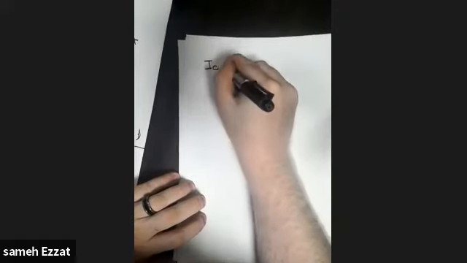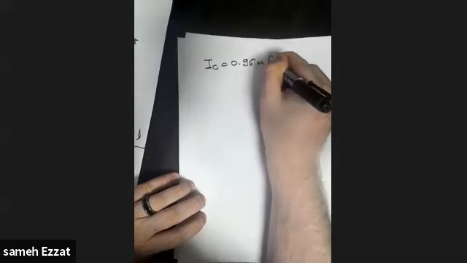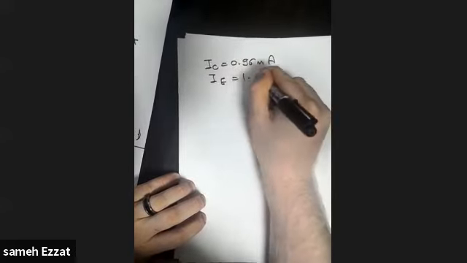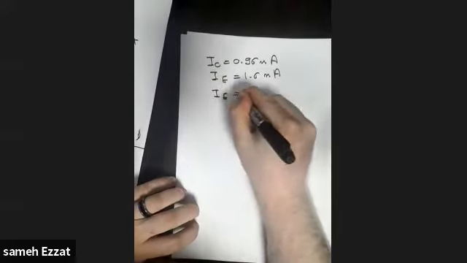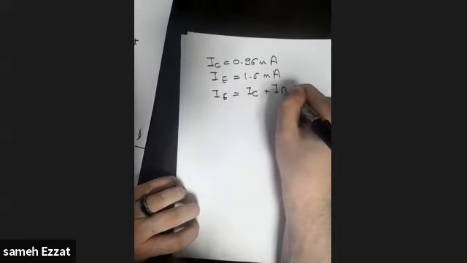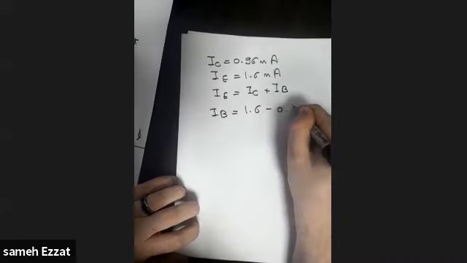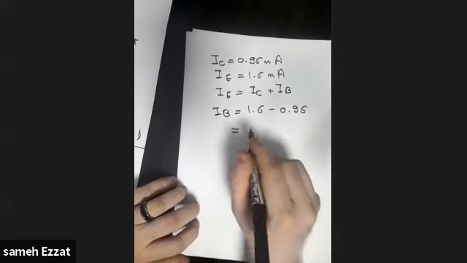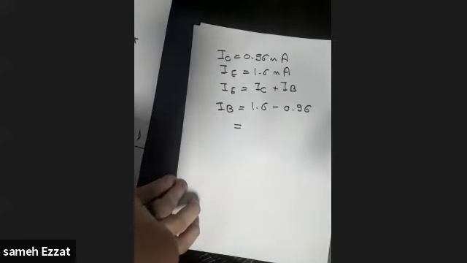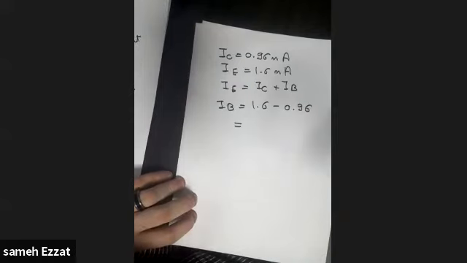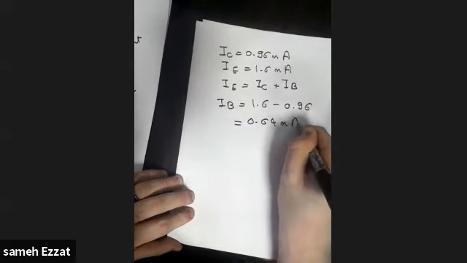So we have IC equal 0.96 milliampere. We have IE equal 1.6 milliampere. Now we can apply the general equation, IE equal IC plus IB. So the base current is equal to 1.6 minus 0.96, which is equal to 0.64 milliampere. This is the base current.